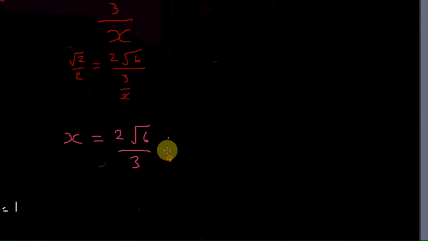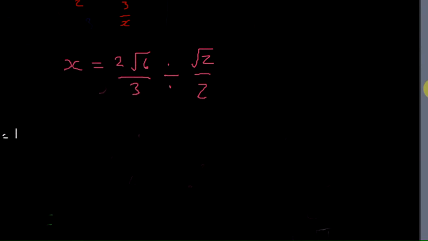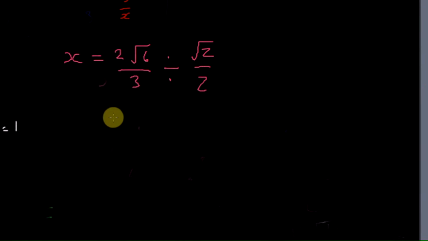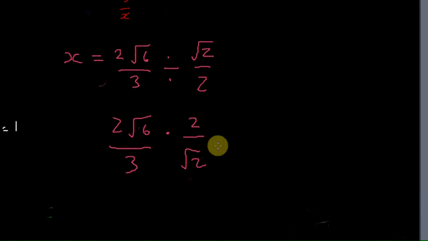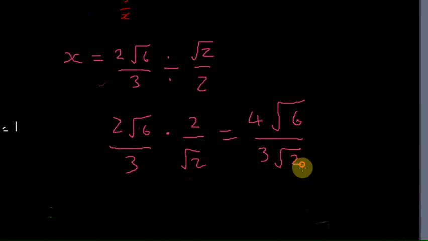So we're dividing by the square root of 2 over 2, and that is the same as if we were going to do that. We're just going to flip that over, and that's going to give us 4. That times that is 4, and that'll be a 6. And then we're going to get 3 times the square root of 2.